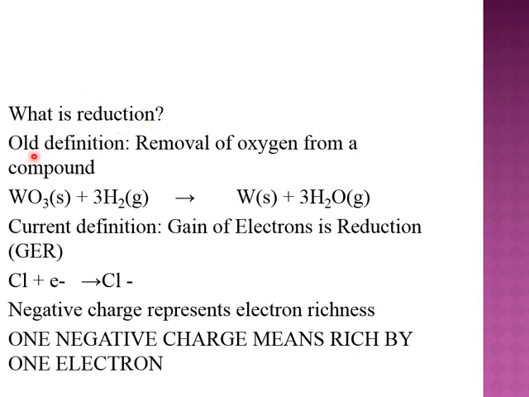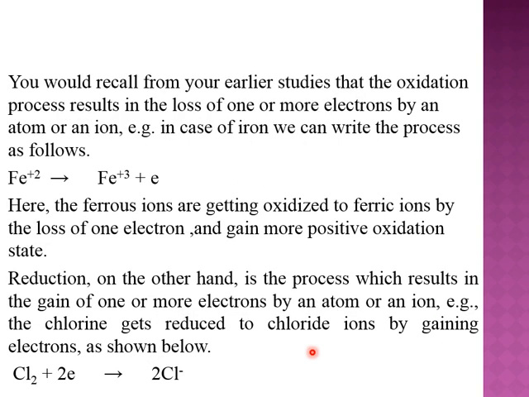What is meant by reduction? The old definition is removal of oxygen from a compound. Here, oxygen is removed from this substance by reacting with hydrogen. Removal of oxygen is called reduction. Or gain of electron is also reduction. Here chlorine gains one electron to become chloride, so this is a reduction reaction. So chlorine undergoes reduction. A negative charge represents electron richness; one negative charge means rich by one electron.